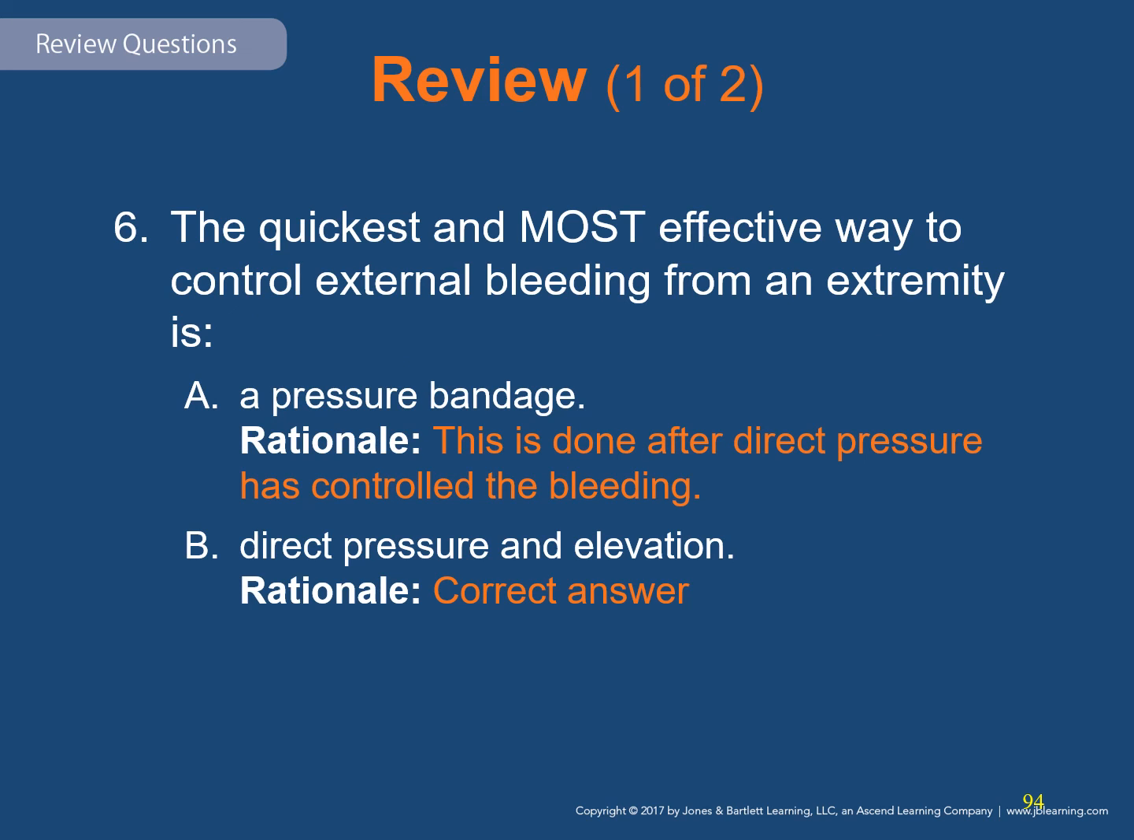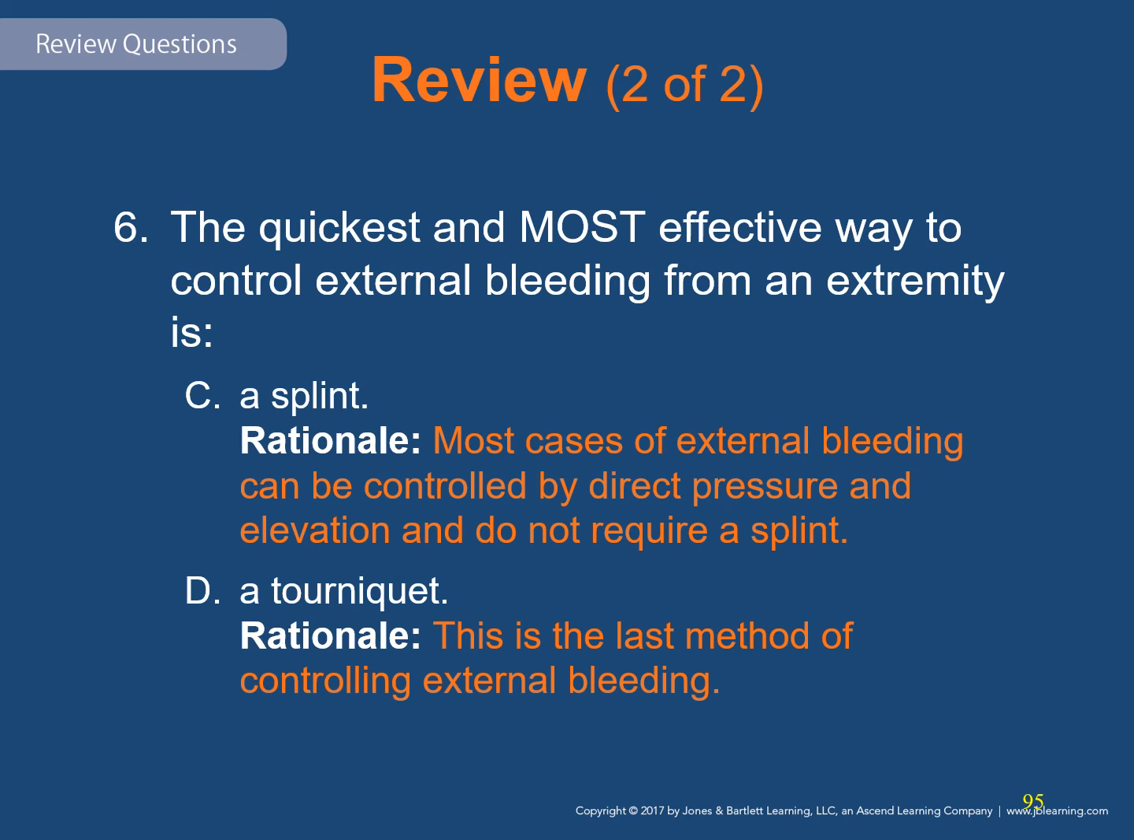A. This is done after direct pressure has not controlled the bleeding. B is the correct answer. C. Most cases of external bleeding can be controlled by direct pressure and elevation and do not require a splint. D. This is the last method of controlling external bleeding.